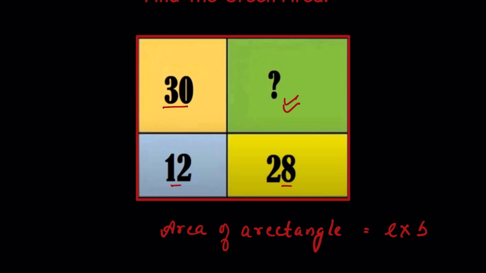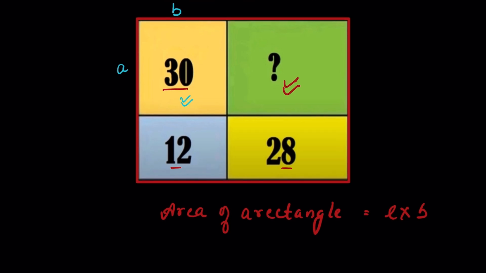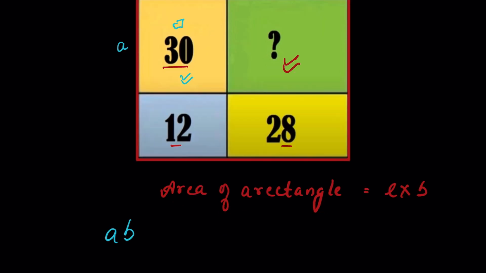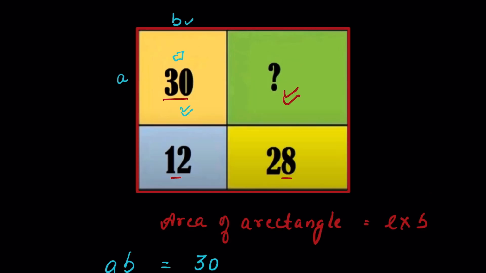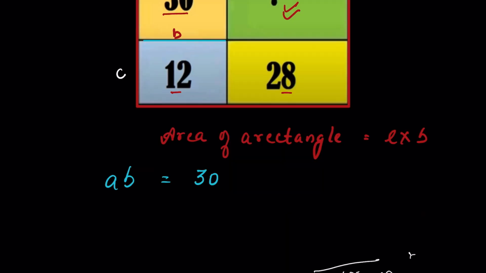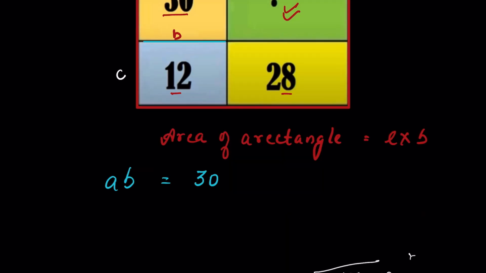Now, the area of a rectangle is equal to length times breadth. If the length of this rectangle is A and the breadth is B, then the area of this rectangle will be AB, given as 30 square units. Now, if this side is B, then this side is also B. Let this side be C. That means this is B, this side is also B, and this side is C, and the area here is BC. So BC is equal to 12, the area of this rectangle.